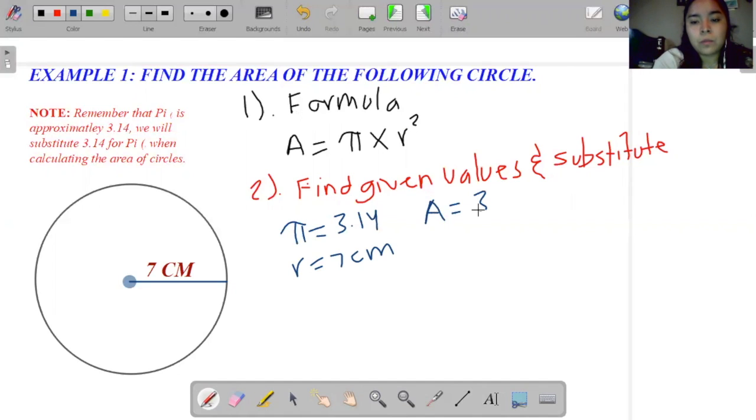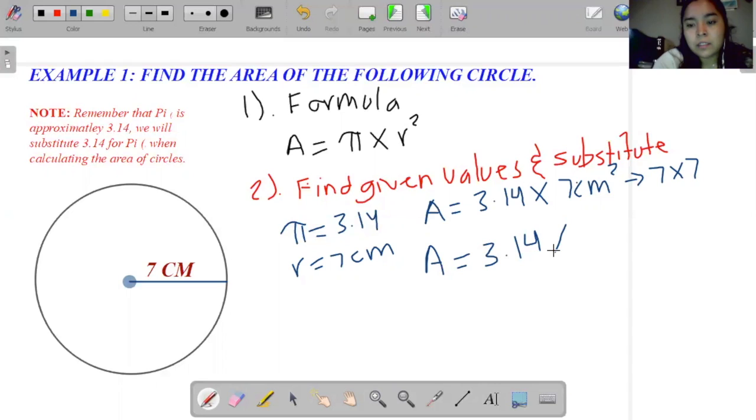Area is equal to 3.14, because that's the value of pi, times 7 centimeters square. So remember, when we have 7 centimeters square, it just means 7 times 7. So then here we have A is equal to 3.14 times 49 centimeters square, right? Because 7 times 7 is 49.